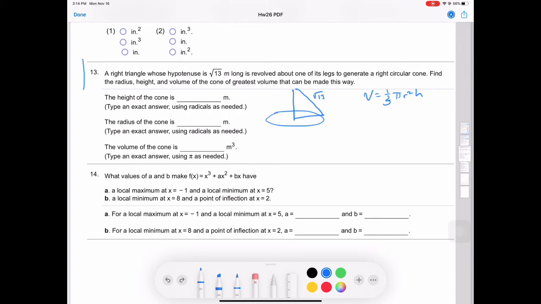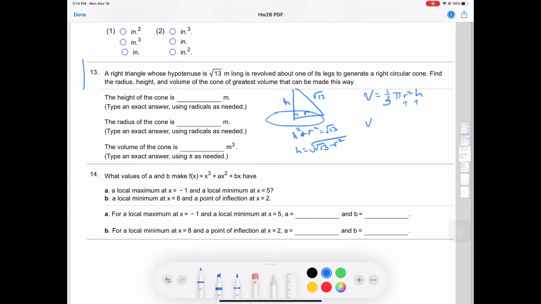Now we have a relationship between my radius and my height, and since that's a right triangle, we're trying to get rid of one of these variables. I'm going to get rid of h, because since it is a right triangle, we can use the Pythagorean Theorem. h squared plus r squared equals square root of 13 squared. We're going to move it around. h is equal to the square root of 13 minus r squared.